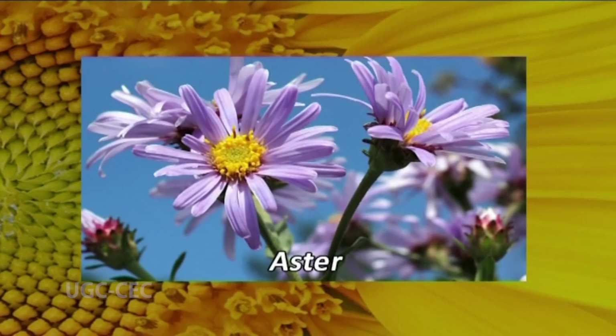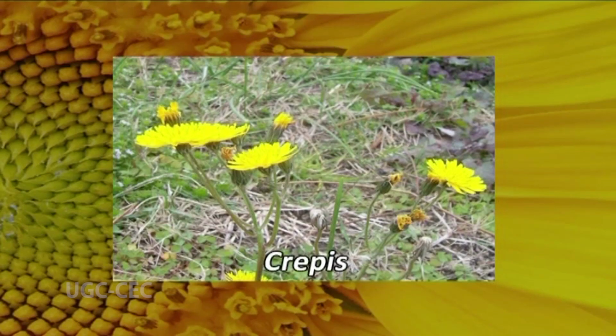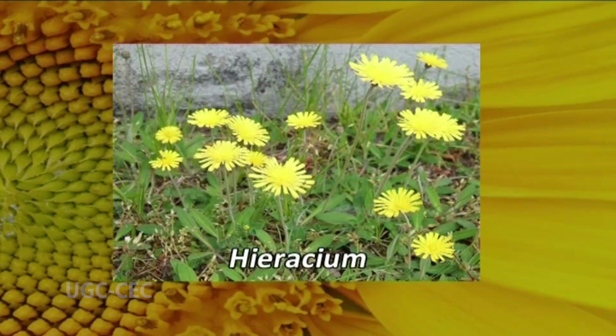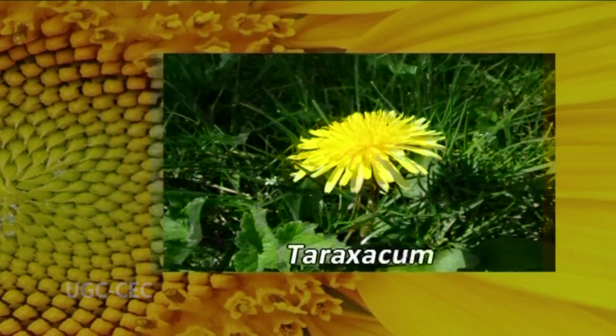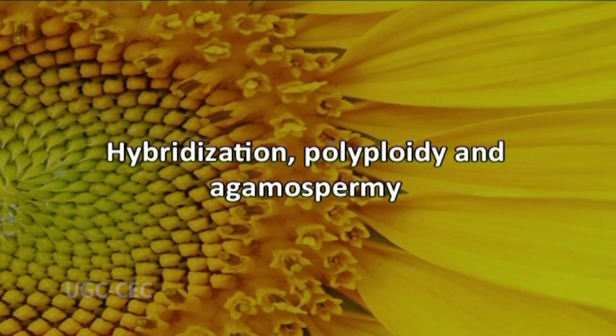Some of the genera in the family Asteraceae, such as Aster, Crepis, Hieracium, Taraxacum, Tragopogon, they are taxonomically very difficult to delimit, especially at the species level. Why? Because we have the phenomenon like hybridization, polyploidy, and agamospermy in these genera very common.